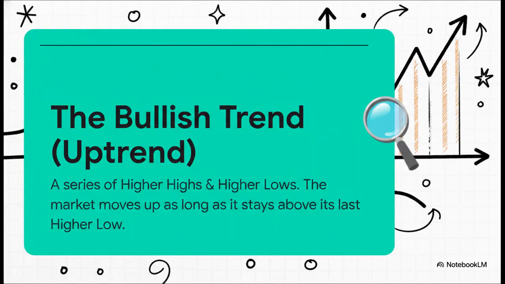So first, let's talk about a bullish trend. That's just a fancy word for an uptrend. And there's a simple recipe for it. The price makes a high, then it pulls back a bit, but to a higher low than before. Then it pushes up again to make a brand new higher high. As long as that pattern, higher highs and higher lows, keeps happening, you're in an uptrend.